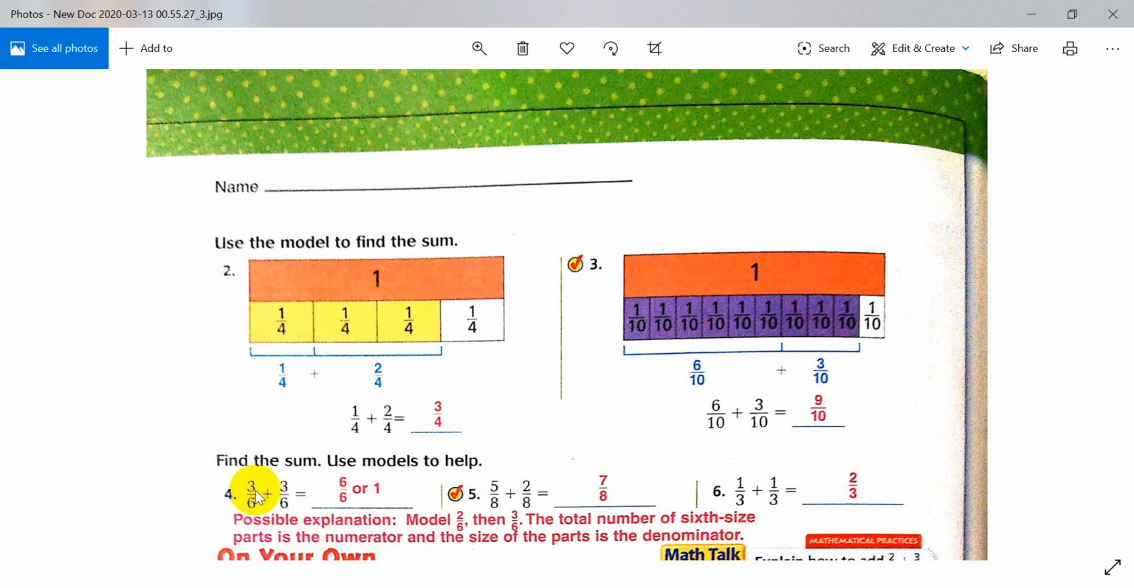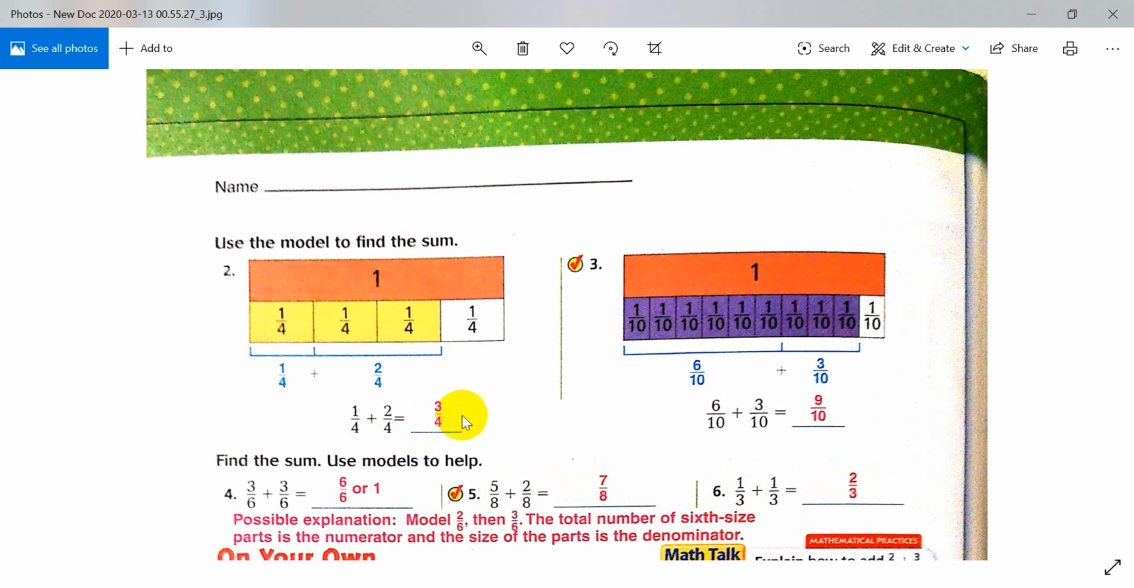You can use these models to help, and if you can solve directly, no problem. Here the numerators are 3 plus 3 equals 6/6, and we know each number divided by itself, except 0, is equal to 1. Then we can replace 6/6 by 1. Okay, and the two answers are right. Question number 5. 5/8 plus 2/8. Then we add numerators. 5 plus 2 equals 7/8. Question number 6. 1/3 plus 1/3 equals 2/3.